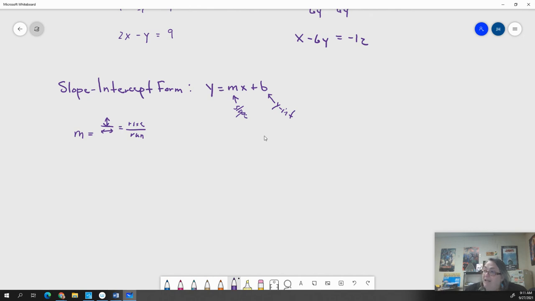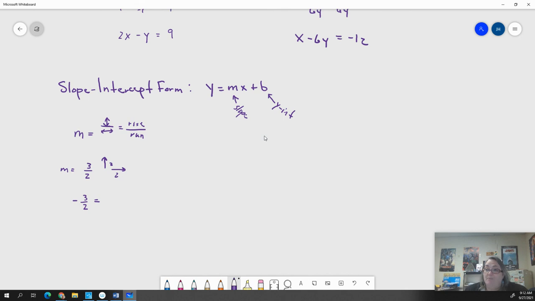So if I had a slope that said 3/2, that would mean if my m equals 3/2, I'm going to go up 3 units and this way 2 units. Right? If I have a negative 3/2, I want you to think about this.